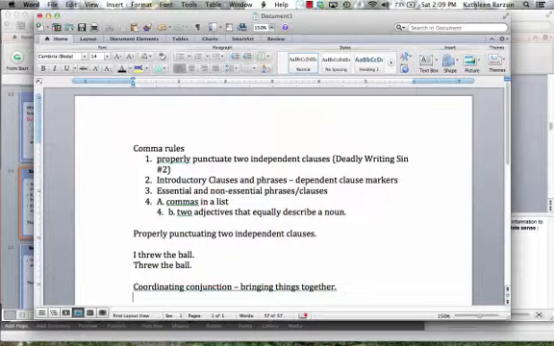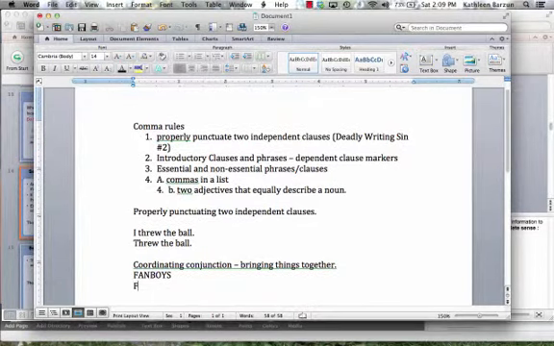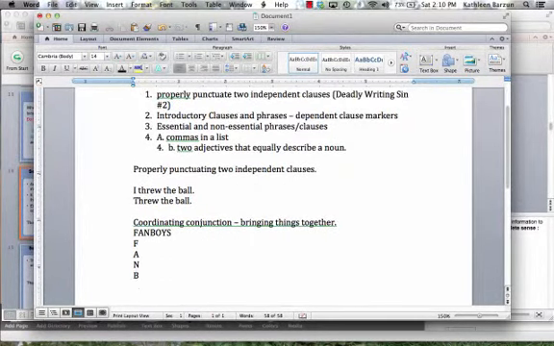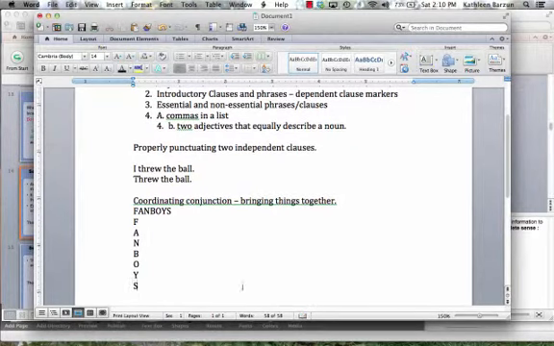And there are 7 of them, and there are only 7 of them. So you just need to learn the FANBOYS. The idea behind FANBOYS is to help you remember the 7 coordinating conjunctions. They are for, and, nor, but, or, yet, and so. And that's it. There are only 7 of them. So if you can remember FANBOYS, for and nor but or yet so, and never forget them, then you are about 90% of the way there, because they are the kicker. You need to recognize that there's a coordinating conjunction, and then you apply the rule.